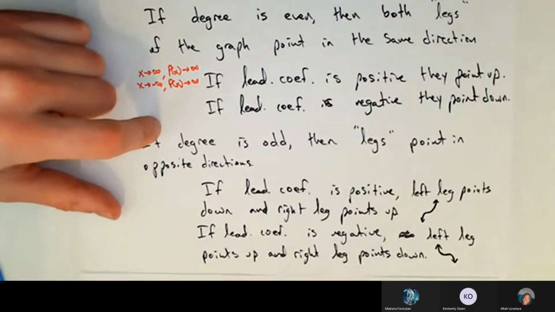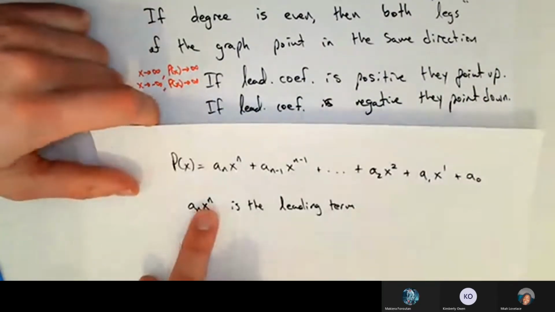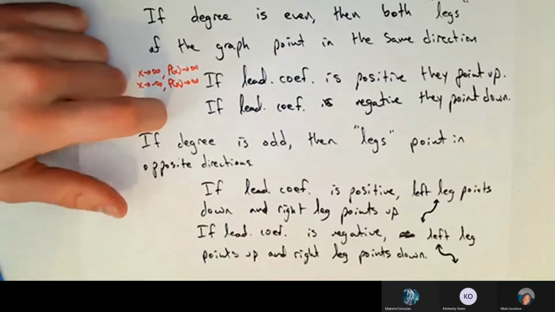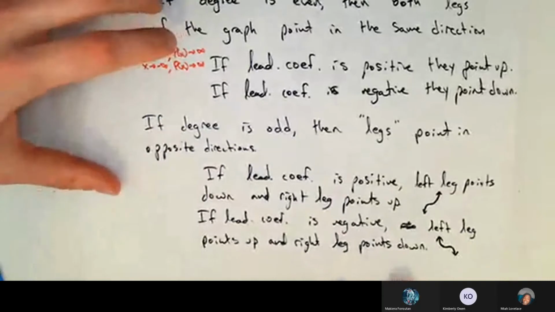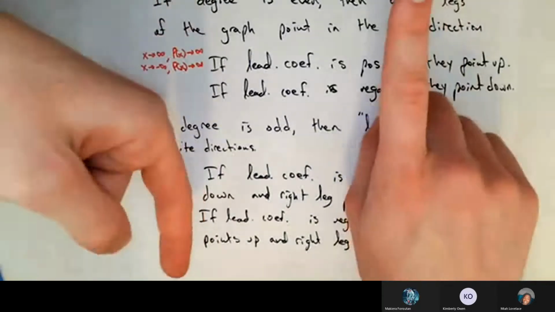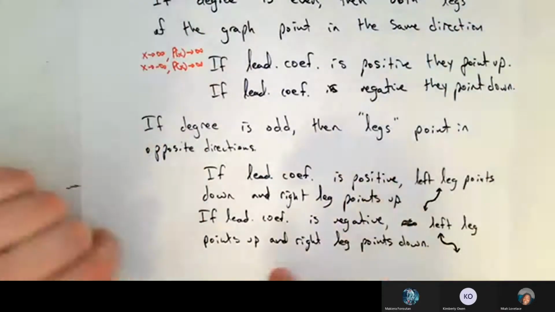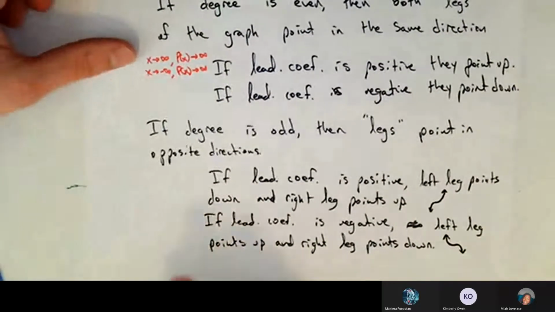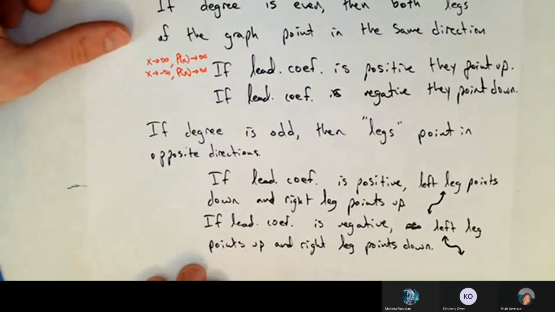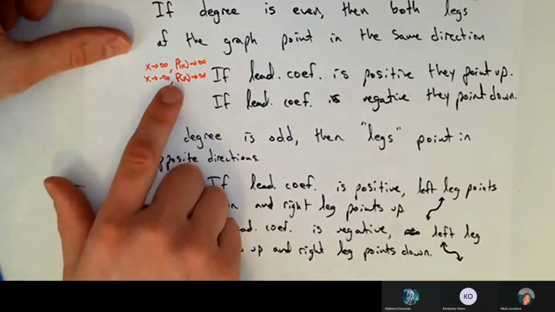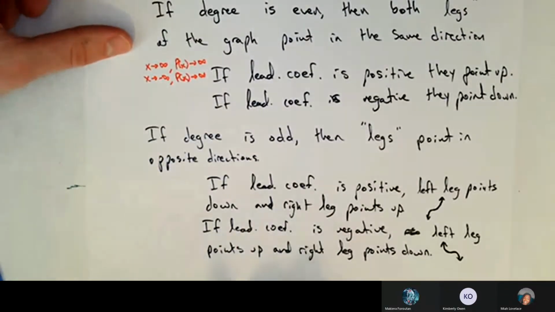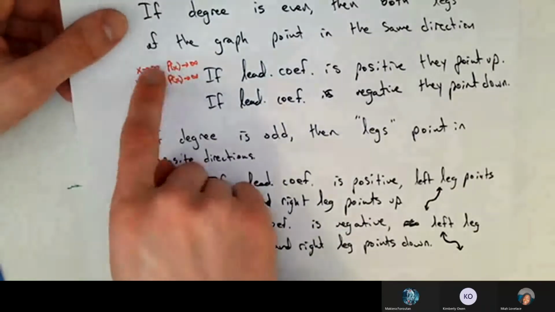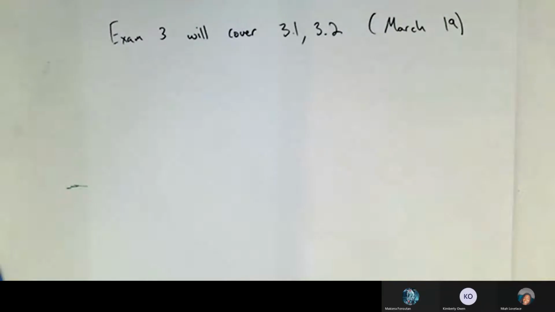And remember the degree is referring to the exponent on the leading term. If the degree is odd, then the legs point in opposite directions. So they're going down and up or up and down, depending on, again, the sign of that leading coefficient. And then I told you that we would use this fancy notation here with these infinity symbols. So I would like to look at some examples of different polynomials and apply this notation to them.